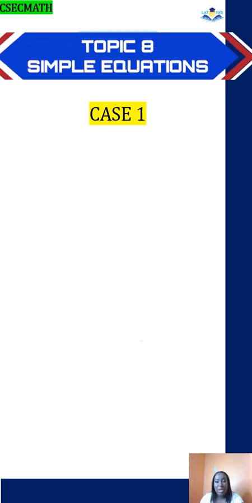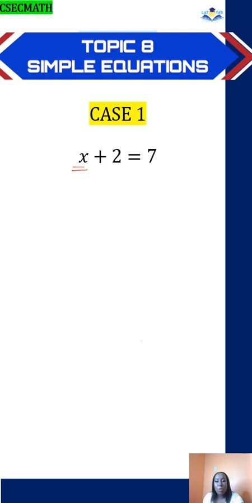We'll be looking at simple equations. In cases 1 to 4, we will be solving linear equations with one unknown. Now this is case 1. Here we have x plus 2 is equal to 7. We are solving for x.